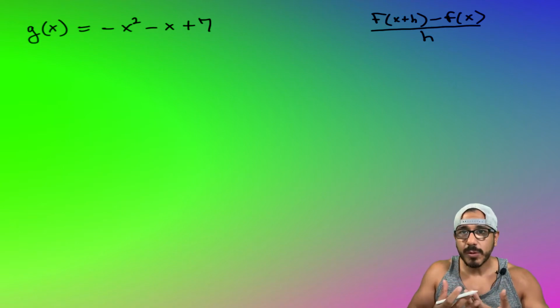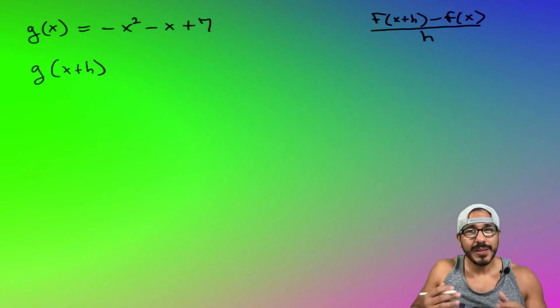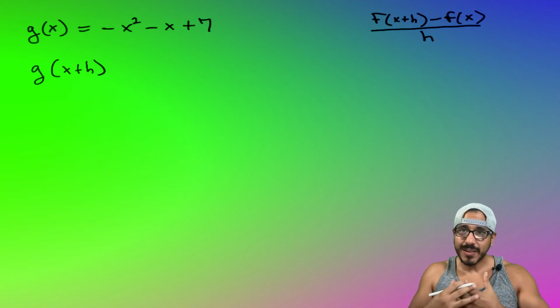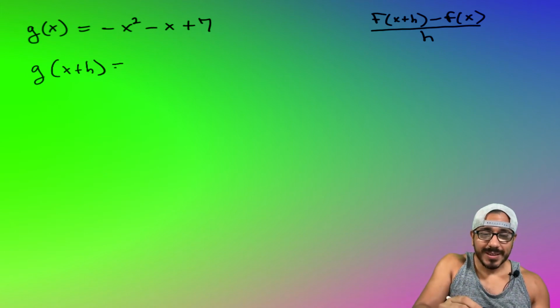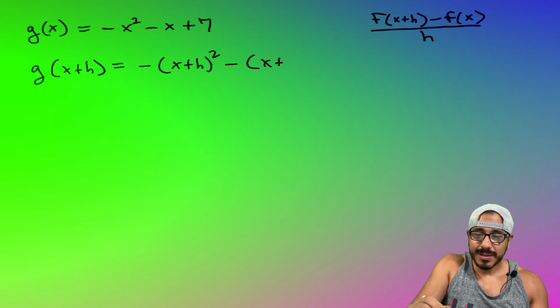It's telling us what we're going to do. So the first thing we're going to do is find g of x plus h, whatever the function is that they give us. Wherever I see x, I'm going to put x plus h. We're squaring that there. I see an x, so I'm going to put an x plus h, and I see the plus 7.